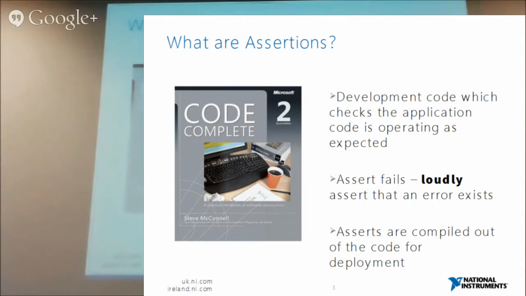But one of the ideas it comes up with is this idea of assertions, which are elements that you put in your development code. The idea is that an assert will always be true if your code is operating as expected, and if it goes to false, then it means something unexpected has happened. So you need to go and fix your code because there's something wrong with it, basically.